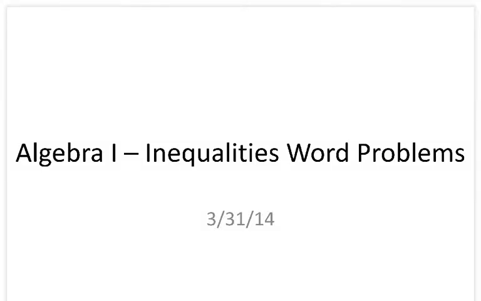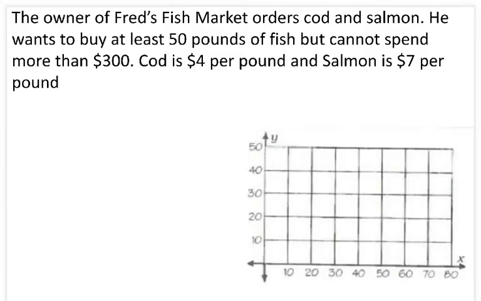Solving inequality word problems. The owner of Fred's Fish Market orders cod and salmon. He wants to buy at least 50 pounds of fish, but cannot spend more than $300. Cod is $4 per pound, and salmon is $7 per pound. So we need to solve this problem.